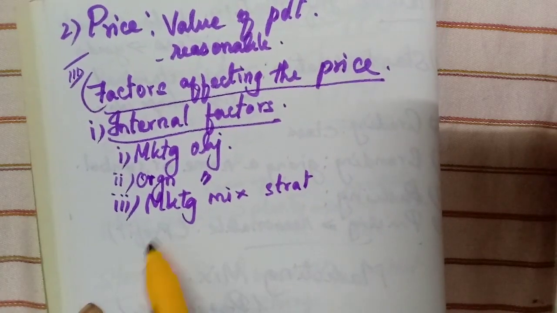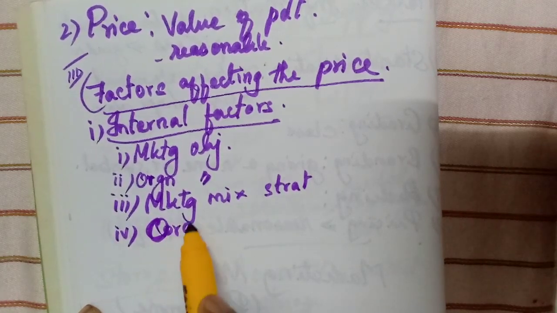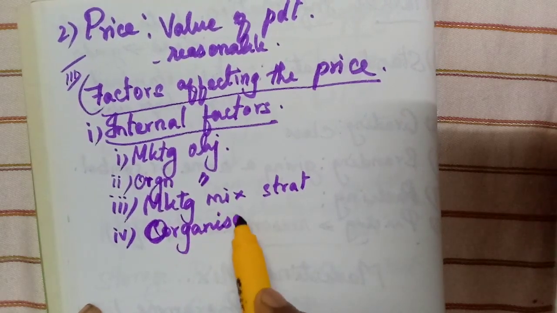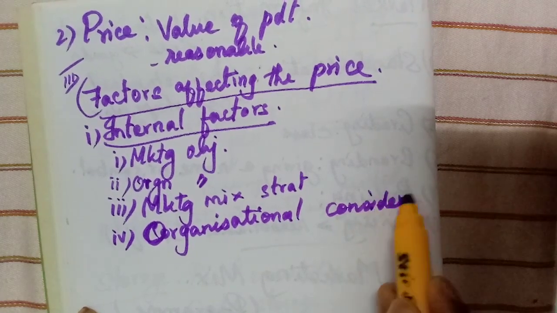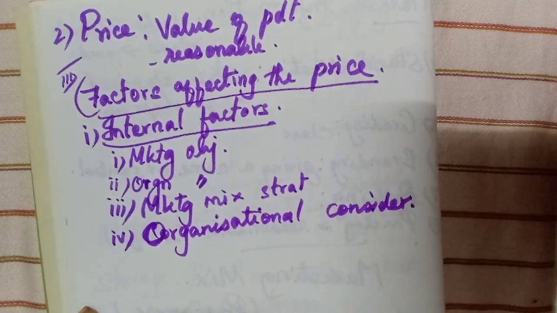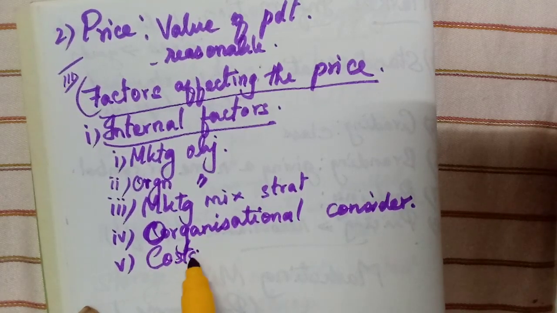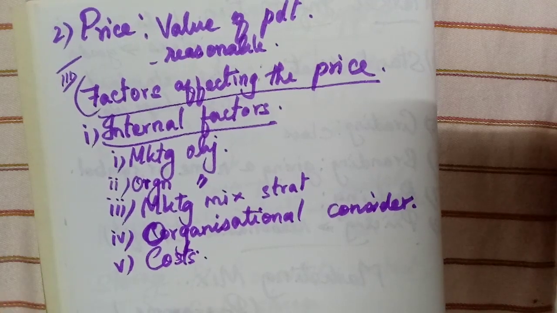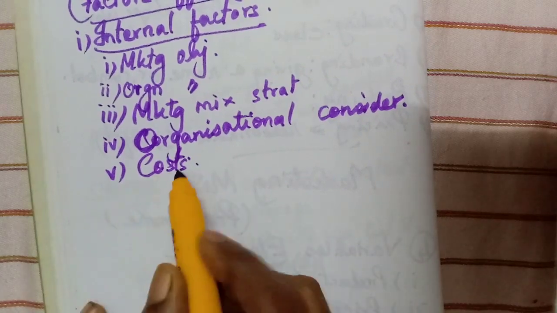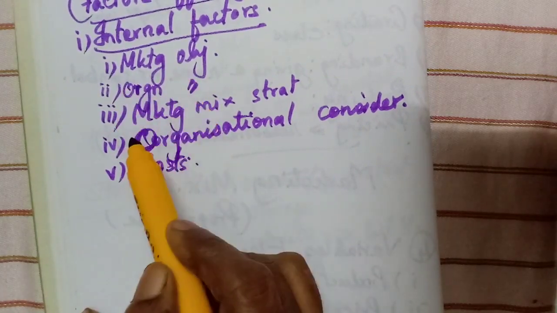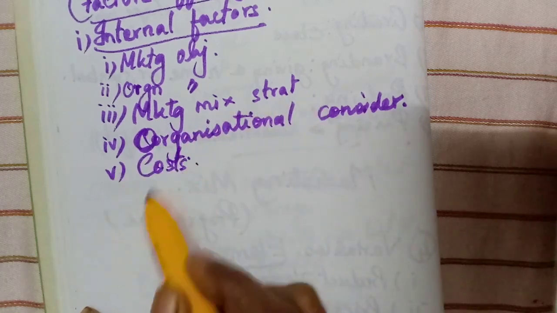Then organizational considerations. As per their considerations only they will fix the price. Then cost. That is the main thing. If the cost is very less, they may not charge more. But if the cost is more, surely they will charge more for the product. Okay, marketing objectives, organization objectives, then marketing mix strategies, then organizational considerations, then the last one is cost.